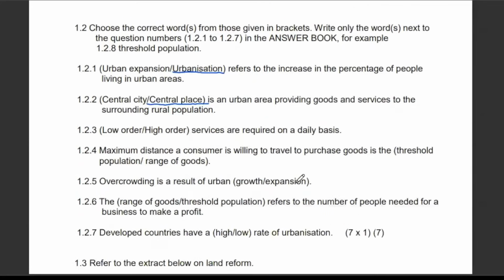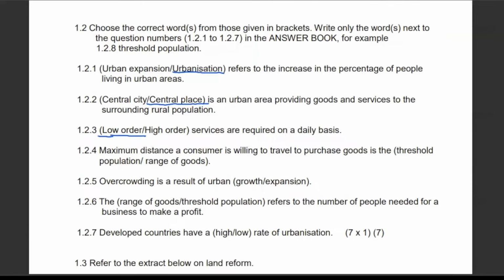Right, we have high order or low order services are required on a daily basis. What we require on a daily basis are low order services. High order services are those services that we do not need on a daily basis. We need them maybe once after some time. Low order services or low order goods, we are looking at those services of basic requirement, like for example, goods like foodstuffs, the groceries. We need them almost on a daily basis. We need food on a daily basis. Those are low order. And also relating them to the range of goods, they have got a shorter range.